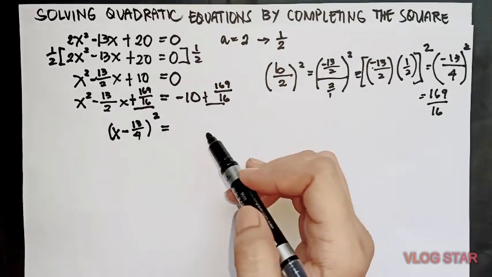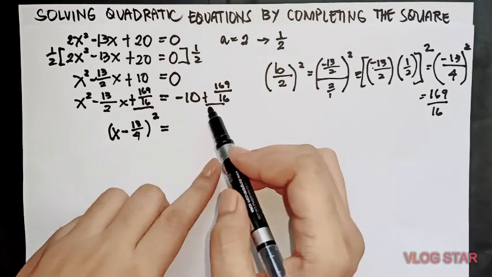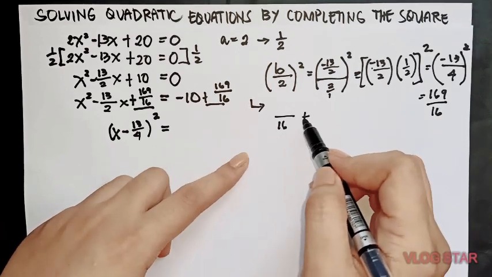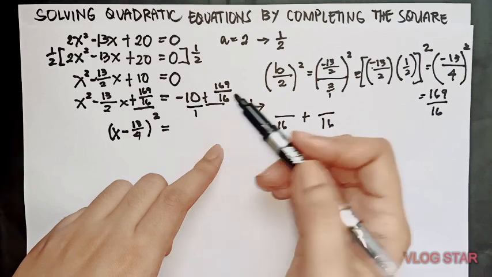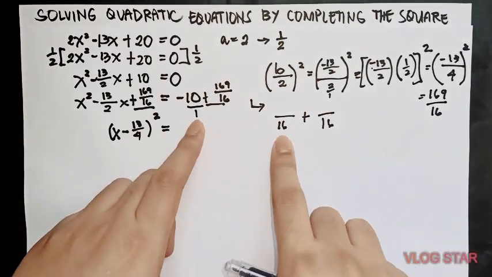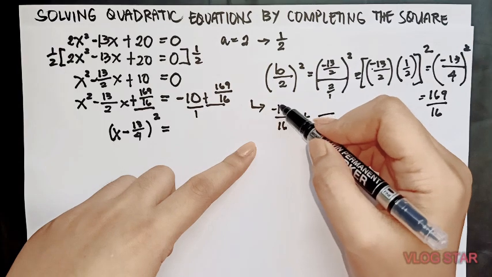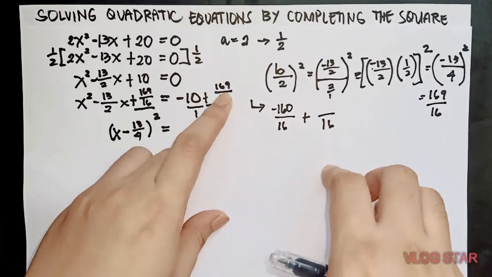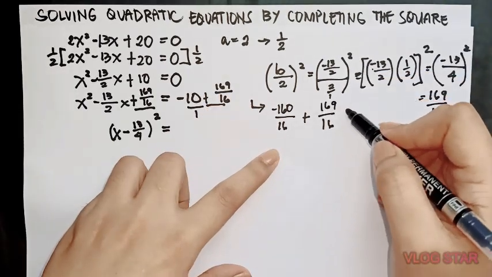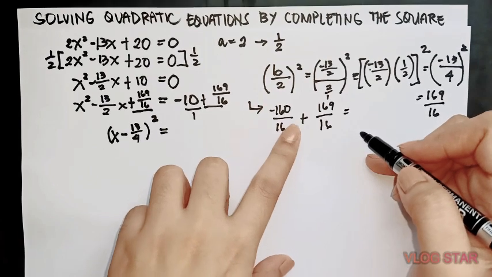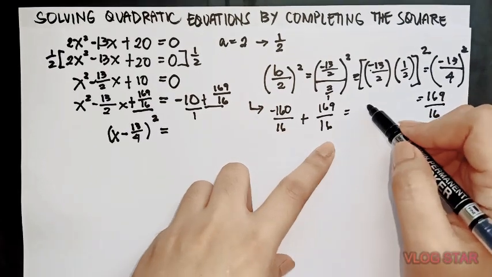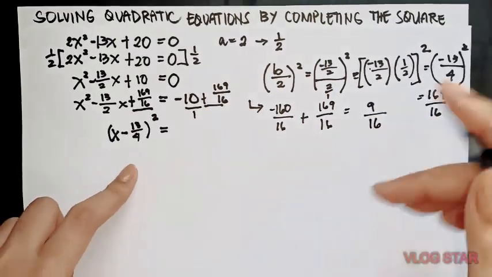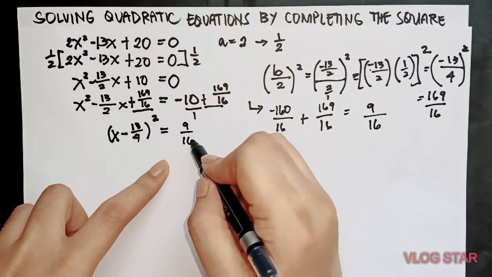Now, these are not similar fractions, so we have to make them similar. Get the LCD, which is 16, so the new denominator will be 16. Negative 10 is over 1. 16 divided by 1 is 16, times negative 10, that is negative 160. The other fraction did not change its denominator, so it will not change the numerator, 169. Then add negative 160 plus 169, that is 9 over 16.